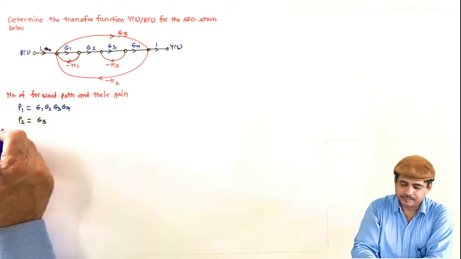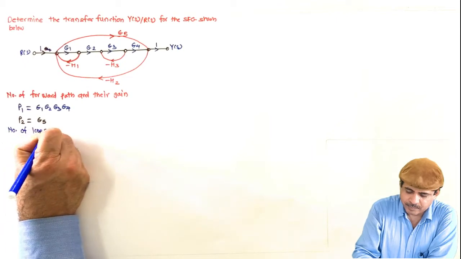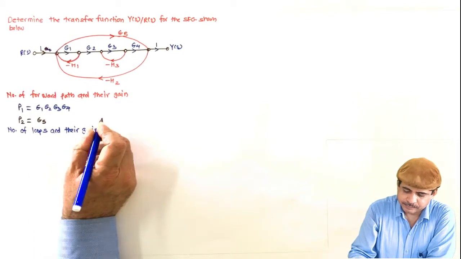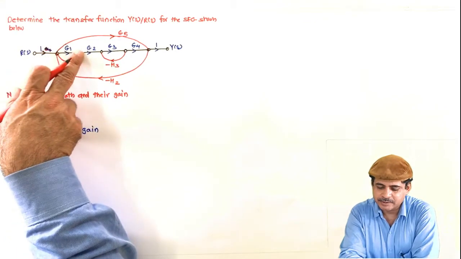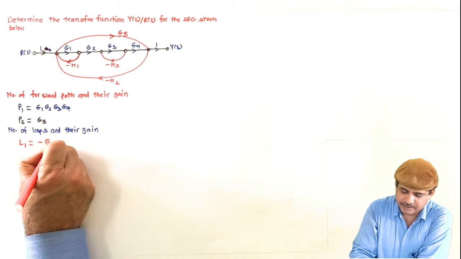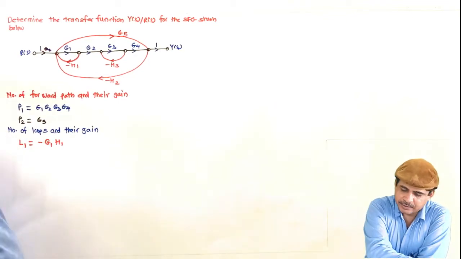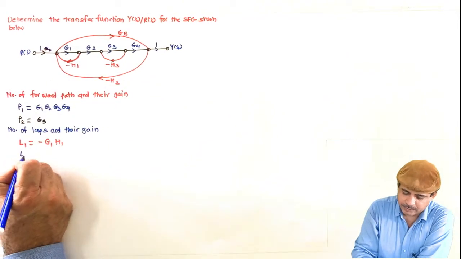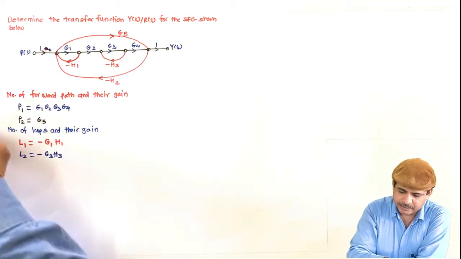Then next is the number of loops and their gain. So let us see, we start with this. This is a clear cut loop L1 and its gain is minus G1 H1. Then next, this one is also a loop, L2, with gain minus G3 H3.